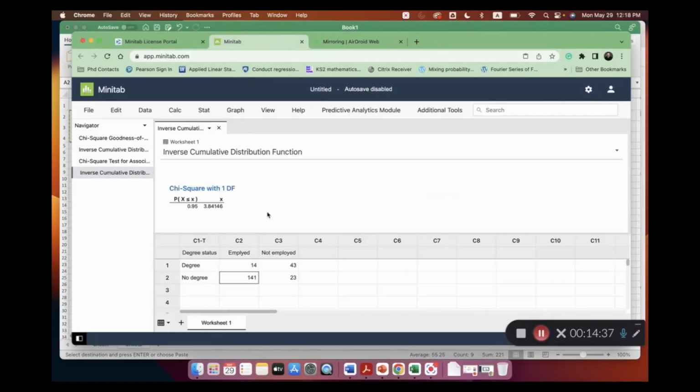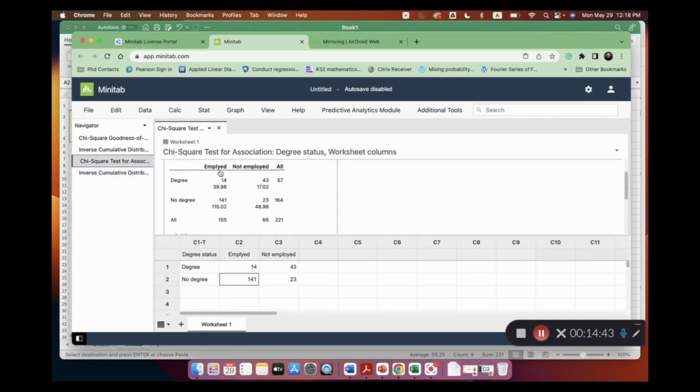And the funny thing, again, if you look at the table, because they are not independent, look at the employed people. We have 14 who have degrees and 141 who don't have degrees. So yeah, these are related. They are not independent, they are dependent. So it seems that the employed customers tend not to have college degrees. But this is another example using the contingency table.